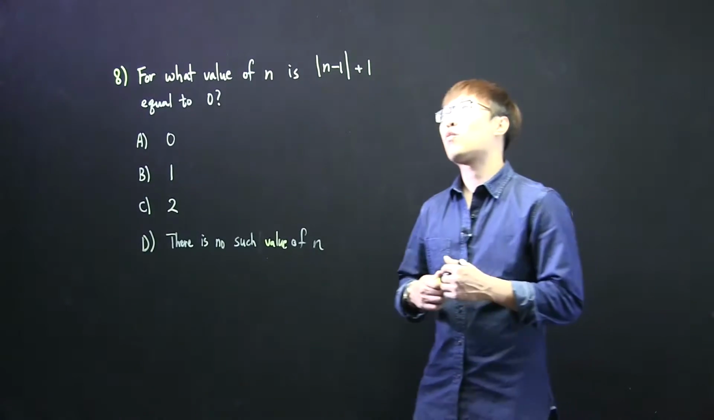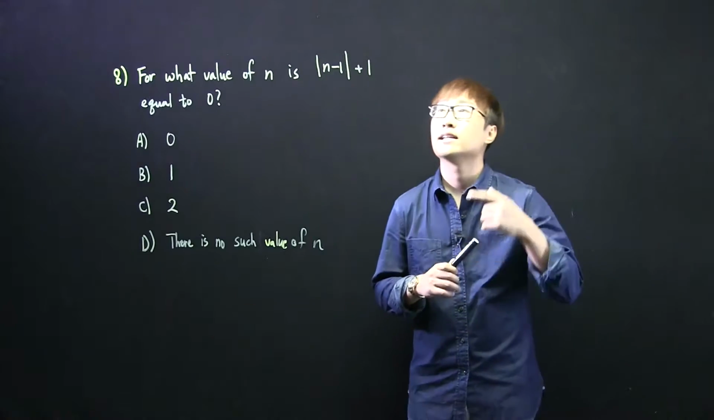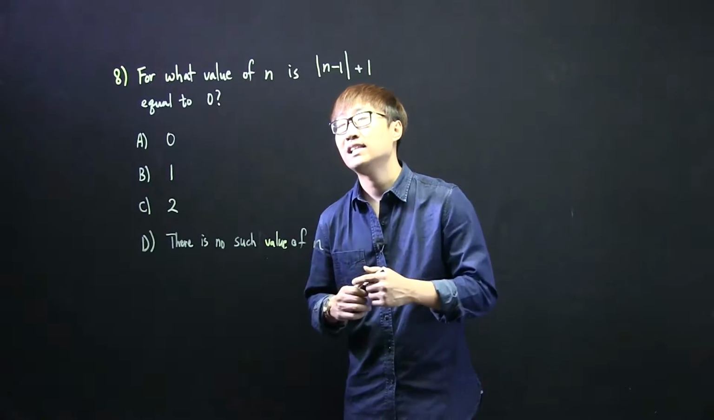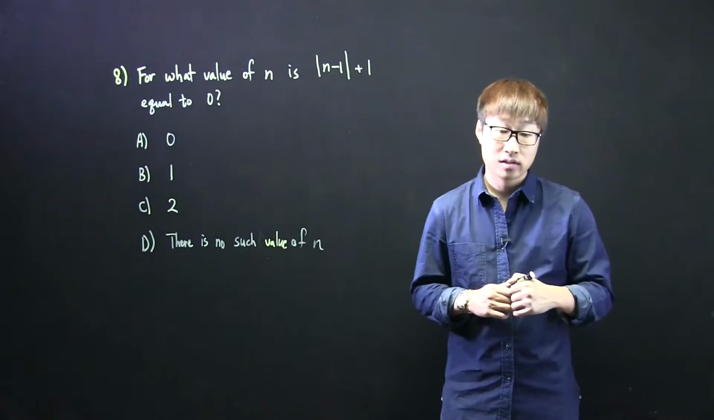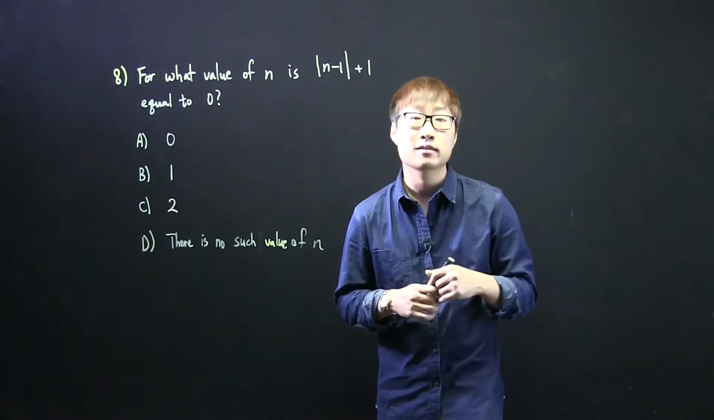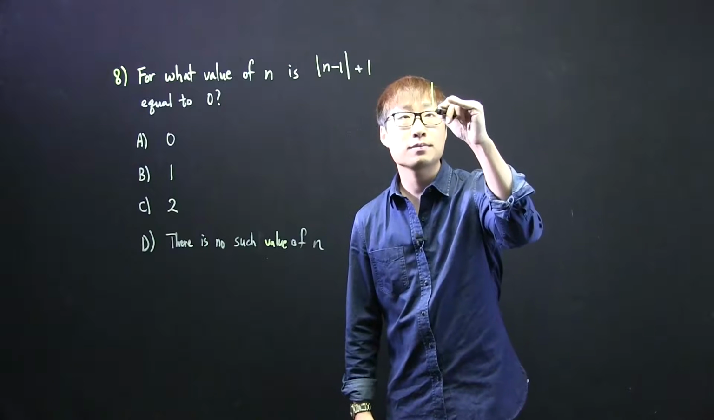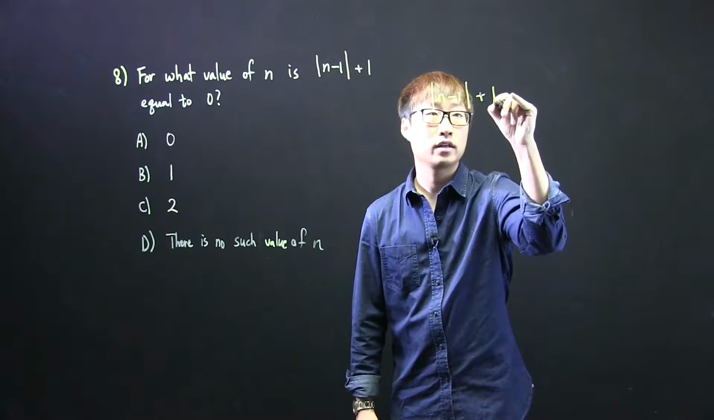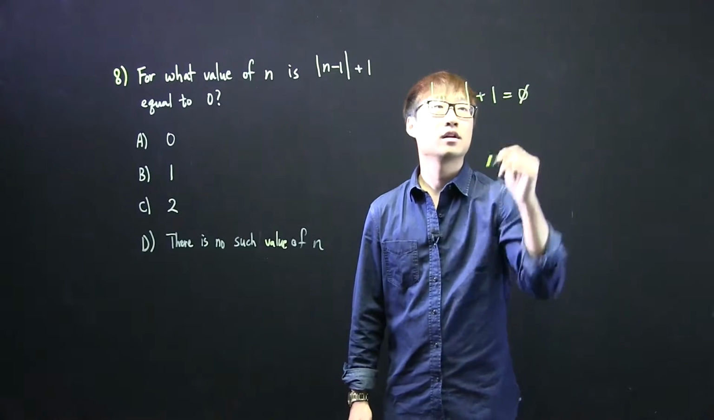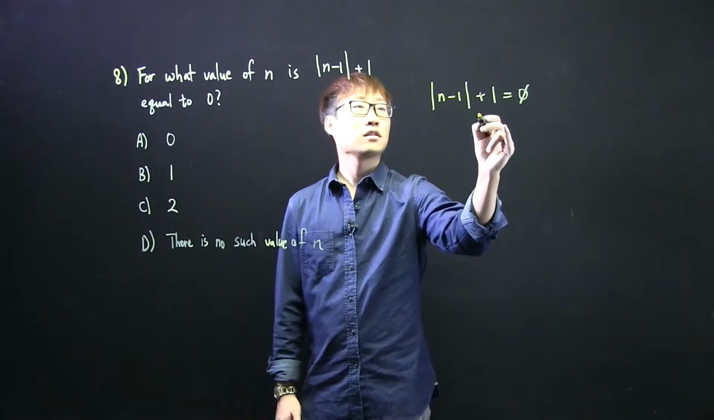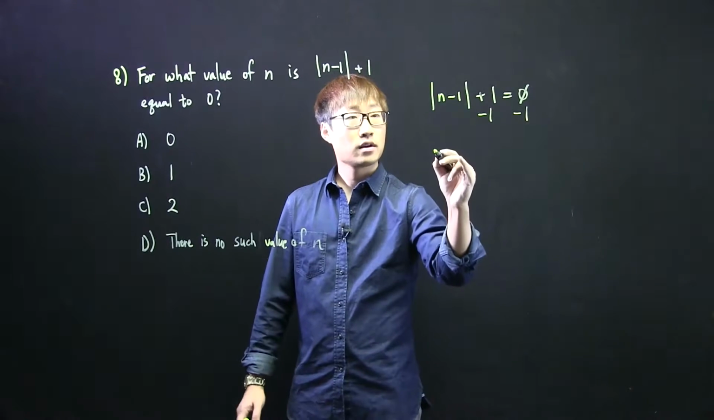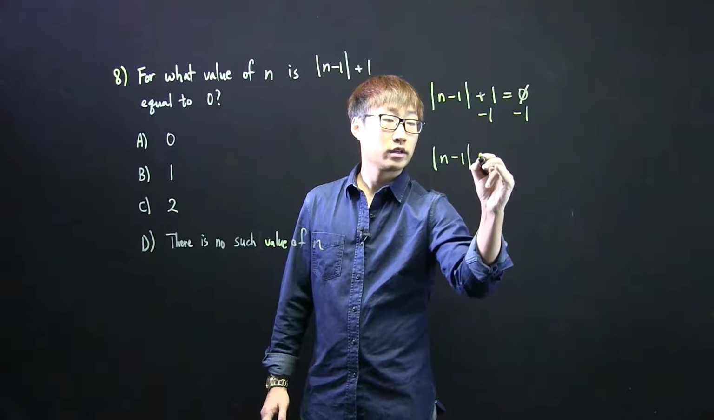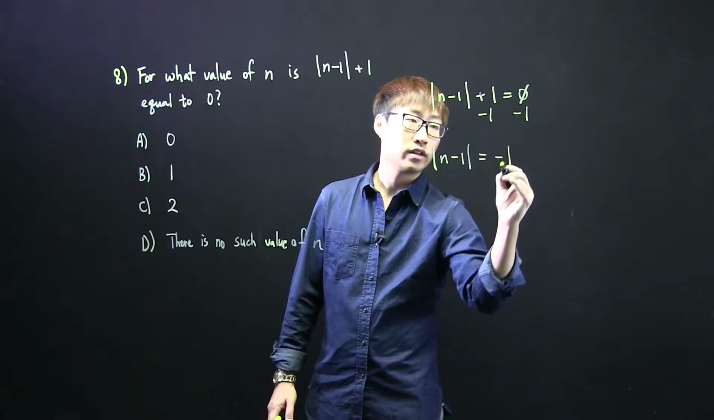Number 8. For what value of n is absolute value of n minus 1 plus 1 is equal to 0? Once again, let's put that into more mathematical language, right? So absolute value of n minus 1 plus 1 is equal to 0. Let's solve for that. Subtract 1 on both sides. Absolute value of n minus 1 is equal to -1.